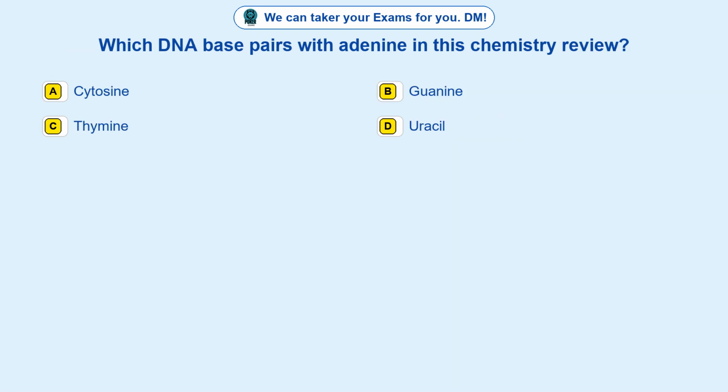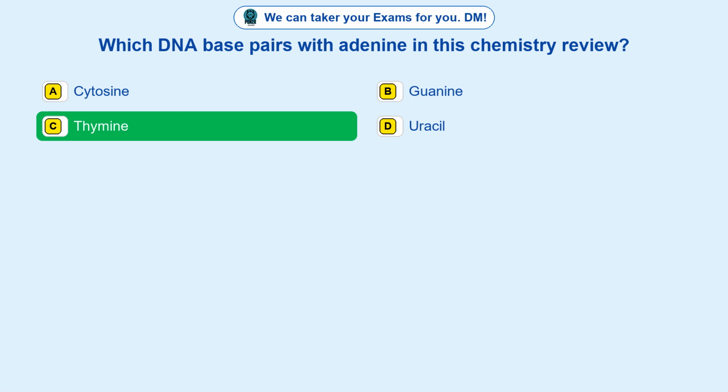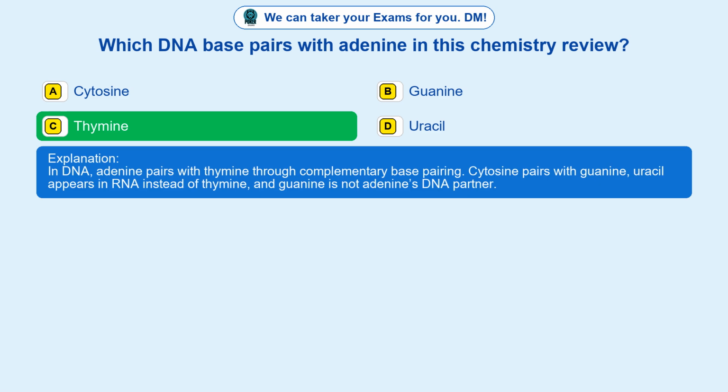Question 7. Which DNA base pairs with adenine in this chemistry review? Option A, cytosine. Option B, guanine. Option C, thymine. Option D, uracil. The correct answer is option C, thymine. In DNA, adenine pairs with thymine through complementary base pairing. Cytosine pairs with guanine, uracil appears in RNA instead of thymine, and guanine is not adenine's DNA partner.